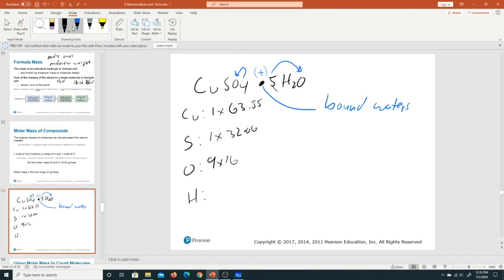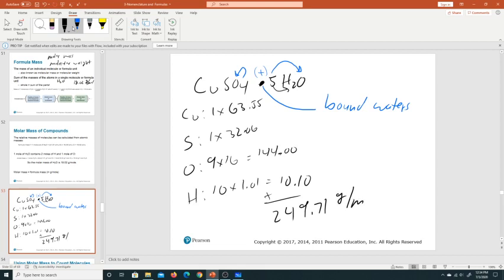Hydrogens, we have, distribute this through, you have 10 H's. So 10 times 1.01. That's 10.10. 9 times 16, that is 144. Okay. Add this all up. I have 63.55 plus 32.06 plus 144 plus 10.1. That gives us 249.71 grams per mole. Alright, so that's how we find the molecular weights of a bunch of different compounds, or molar masses.